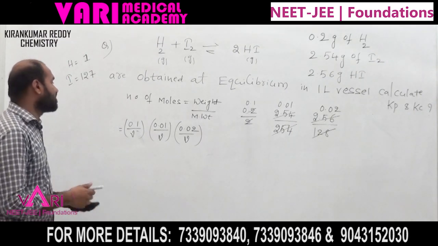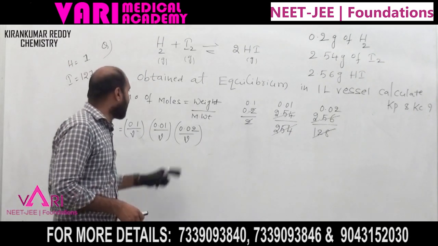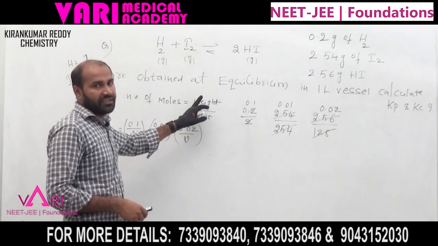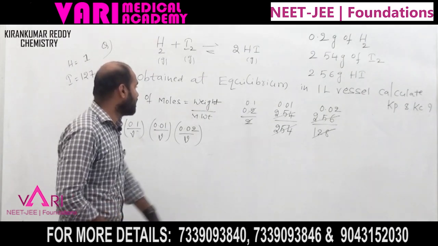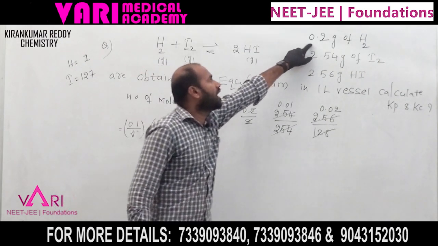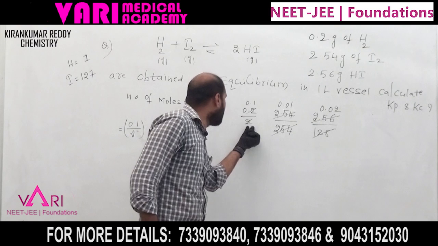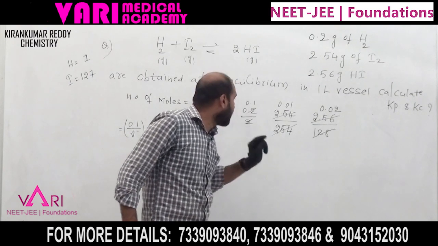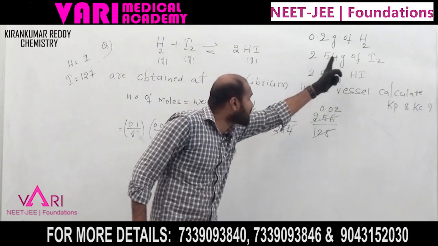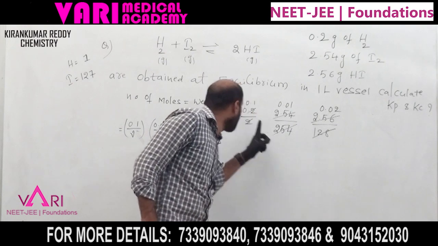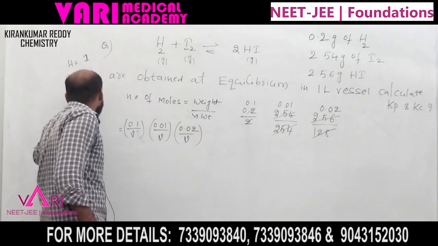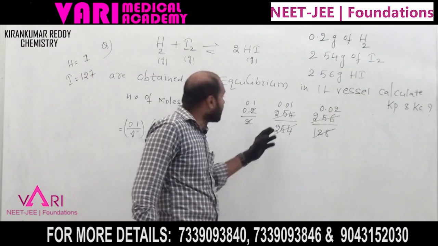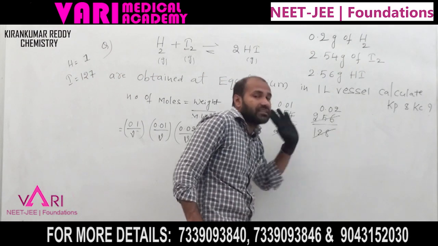What I am doing initially is calculating the number of moles. Number of moles is weight by molecular weight, or mass by molecular mass. That is 0.2 hydrogen, molecular weight 2. Next, 2.54 grams of I2 by 127, I2 that is 254, that is 0.01, and this is 0.02.